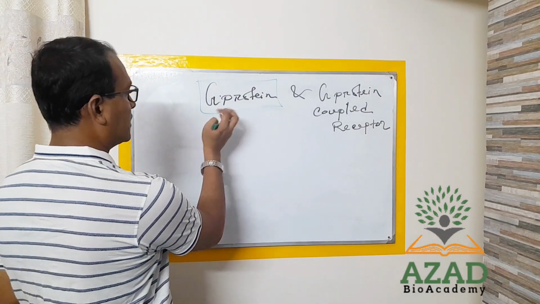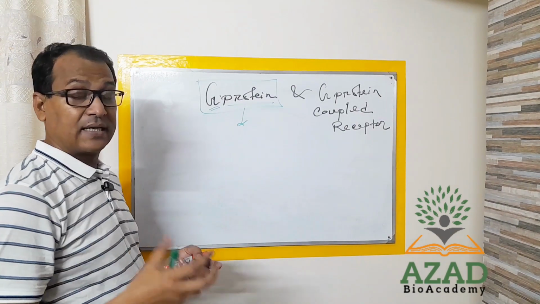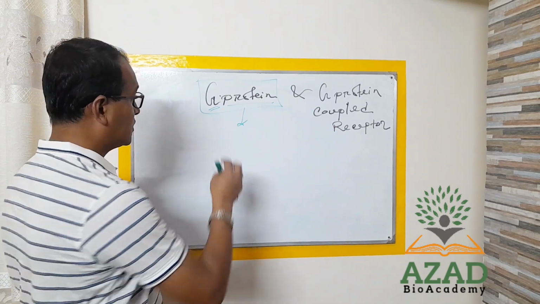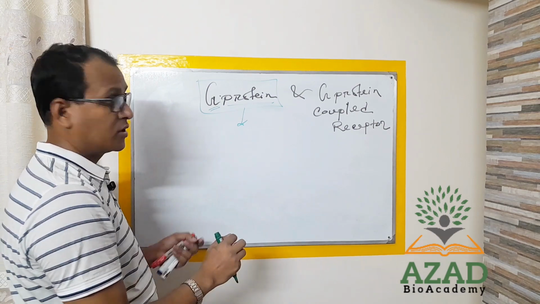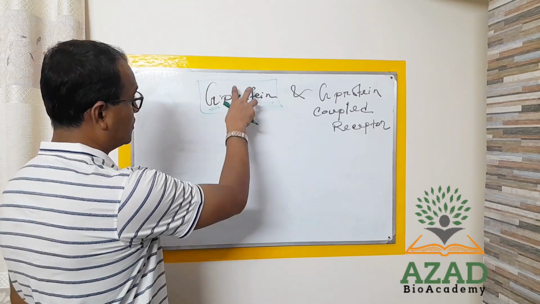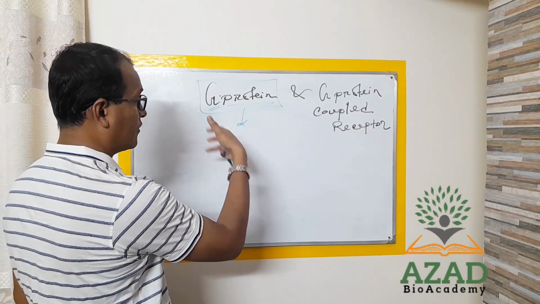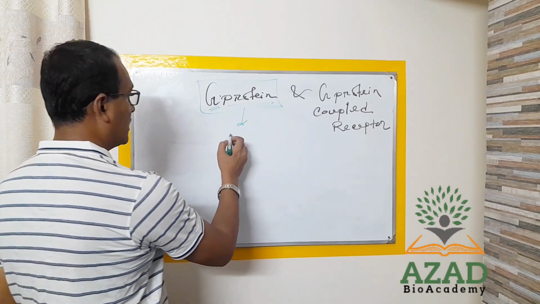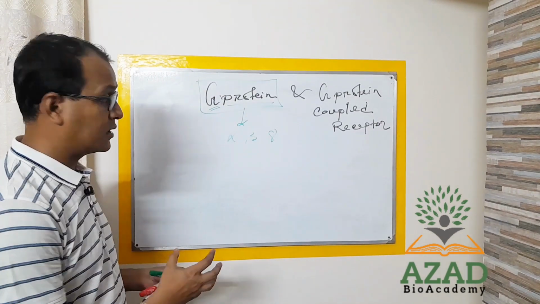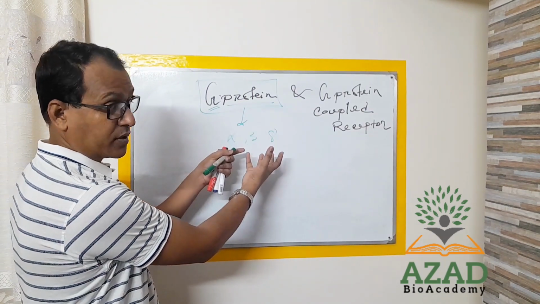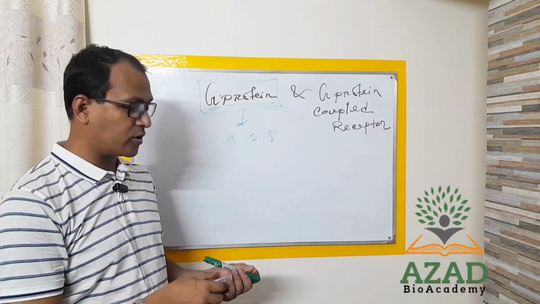Here there are two parts: one is G, another one is protein. Firstly, you know the protein is a polymer of amino acids. So one type of protein is called G protein. Why is it called G protein? What type of protein is it? This is one type of protein complex that is made up of three subunits, alpha, beta and gamma. Alpha, beta, and gamma are three different types of subunits which assemble and form a protein, that is G protein.